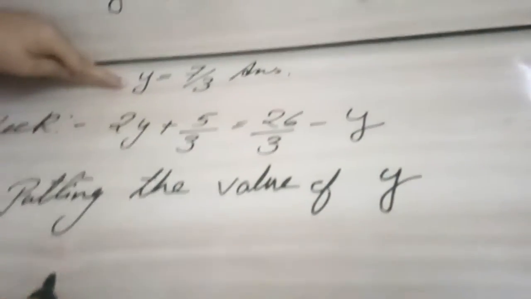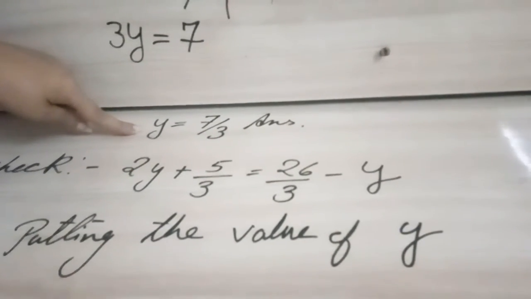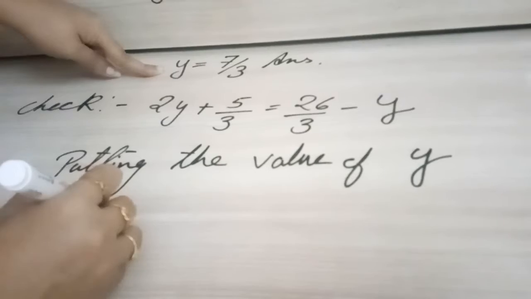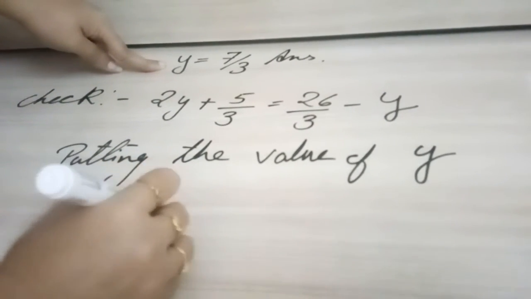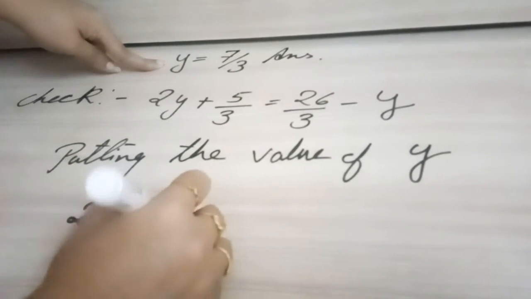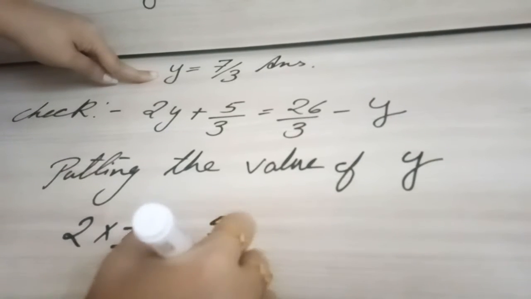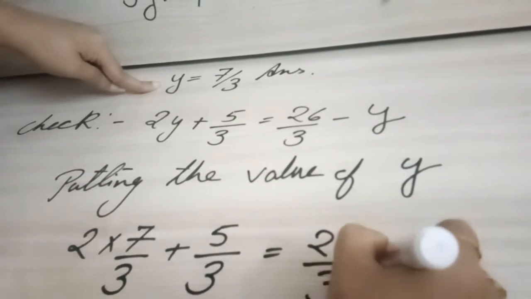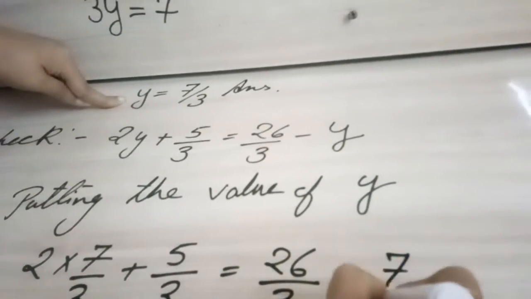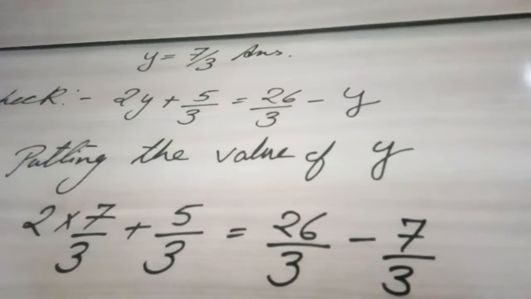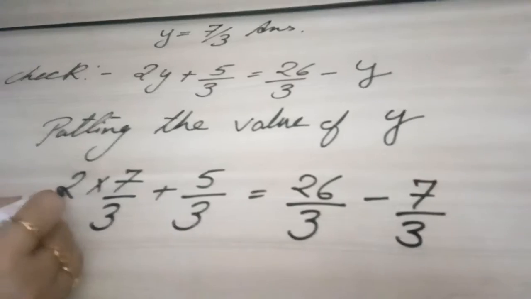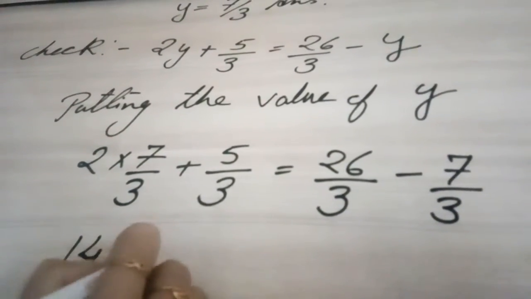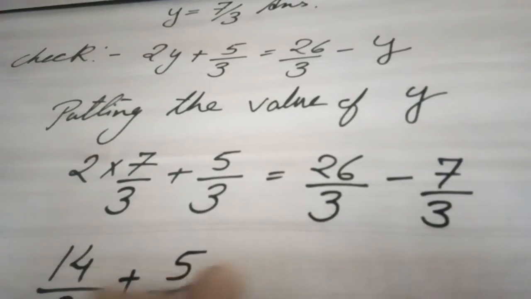So what is the value of y? Value of y is coming 7 upon 3. So we will put the value here, 2 into 7 upon 3 plus 5 by 3 is equal to 26 upon 3 minus 7 upon 3. Okay, now here we cannot cancel, so we will multiply. So 2 sevens are, it will come 14 upon 3 plus 5 by 3.